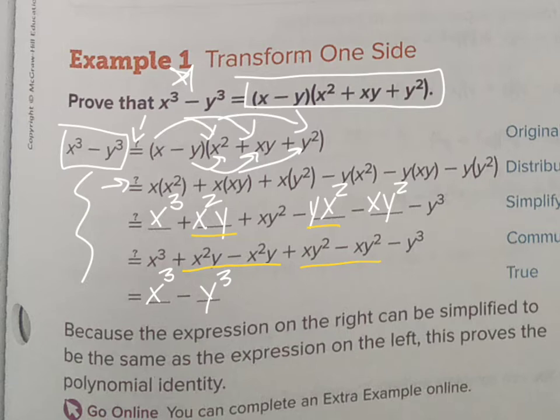Because again, not everything that you're going to be given is going to be true. You're trying to show that this is true. Maybe it's not true. So don't just assume that it factors into that right-hand side. So safer to just mess with the right-hand side and distribute and things like that.